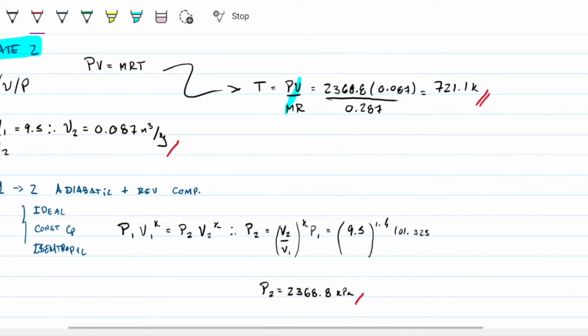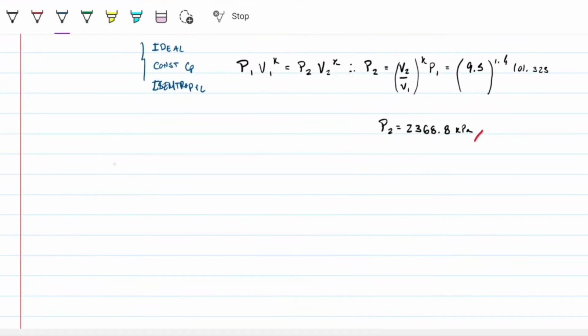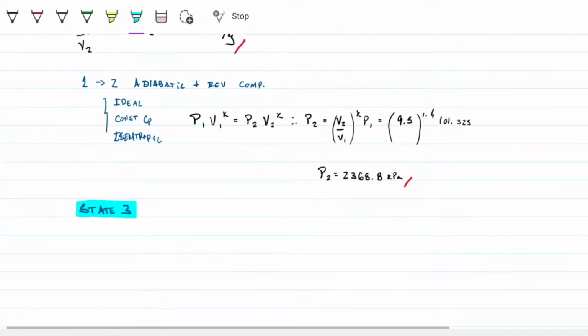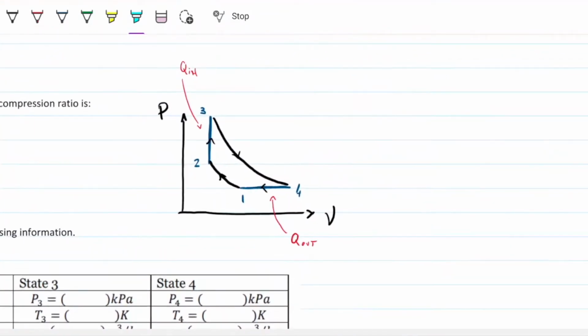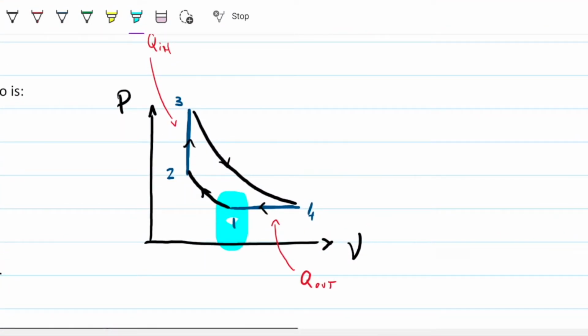Okay, state 3. Once again, we don't know much about state 3. What we do know is the relationship between states. Let's go back to our diagram. We have this state completely figured out, and this one too. Now, we don't know anything about this one. And actually we do, right? We know that specific volume is the same. So we know the specific volume, but I think that's the only thing we know about state 3.